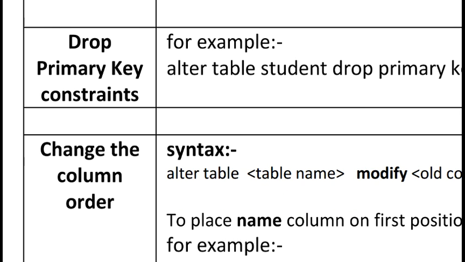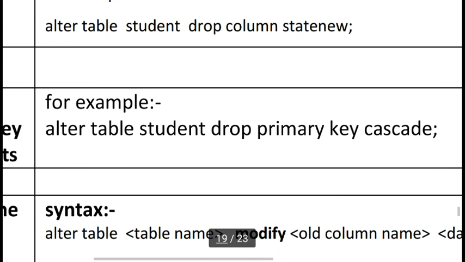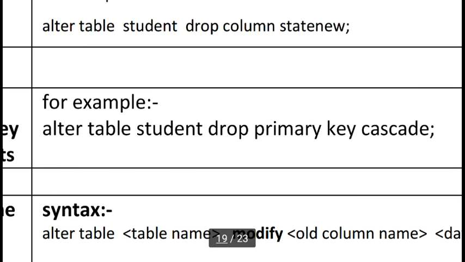Drop primary key constraint. Suppose I want to remove the primary key constraint. So simply: alter table student drop primary key. You can remember this. The primary key constraint on SID will be removed, only the primary key rule will be deleted, but the SID column still exists.